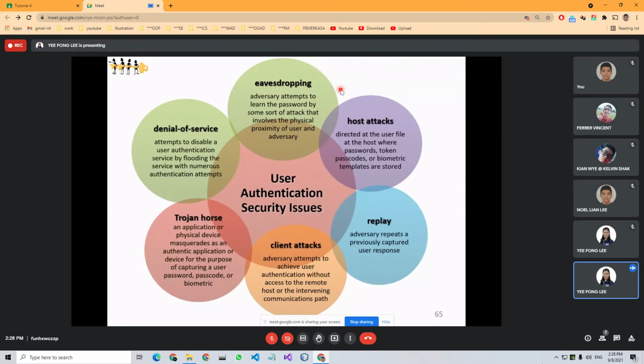Okay, now this diagram, user authentication security issues, they split to 1, 2, 3, 4, 5, 6. Okay, 6 issues involved here. The host attack, this one, is directed at the user file at the host where password, token password, or biometric template are stored. So for token, there is an additional defense of using one-time password.